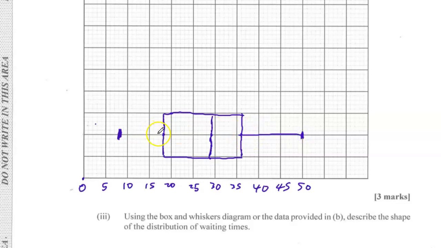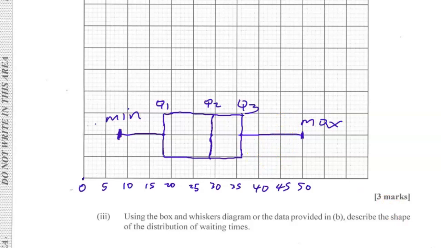So this is the minimum value, which was 8. Maximum value, which was 50. The first quartile, Q1, was 18. The second quartile, or the median, Q2, was 29. And the third quartile, Q3, was 36. Alright, so that's our box and whisker diagram. And remember, all of these lines must be drawn with a ruler and a pencil, not freehand like what I just did.